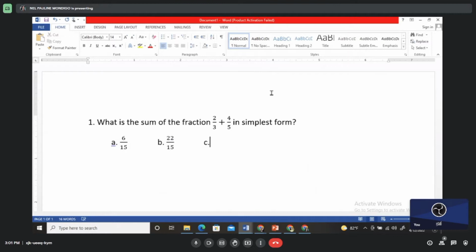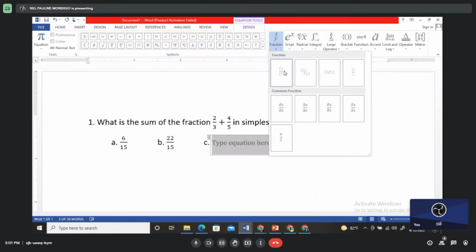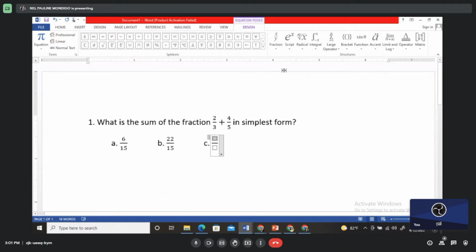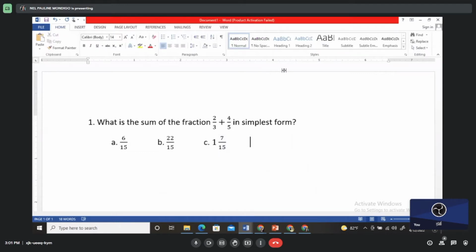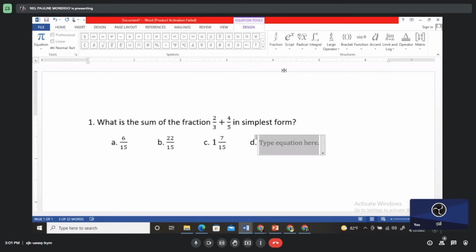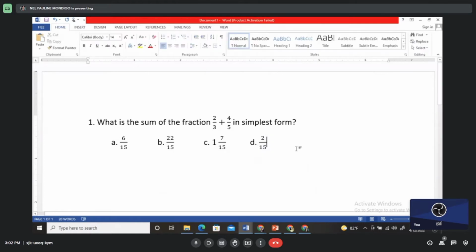So it's easier, right? For letter C, Alt plus fraction, this time you will have the mixed form. 1 times 7 over 15. And for letter D, Alt plus fraction, 2 over 15. So we're done with our first item.